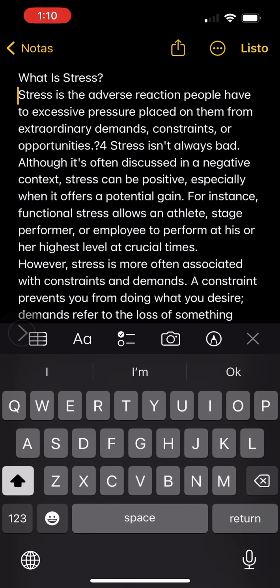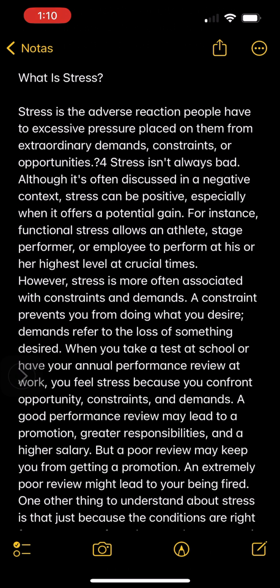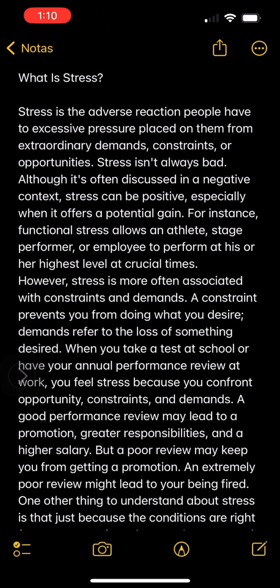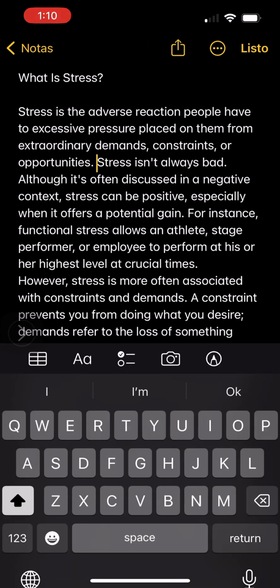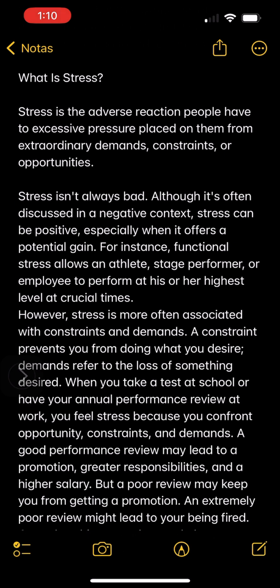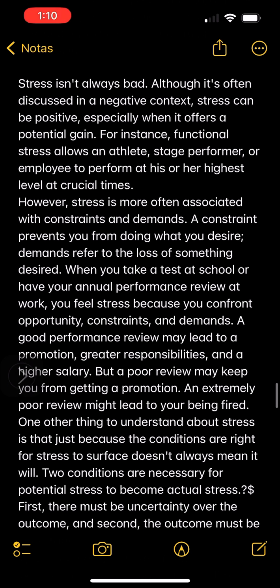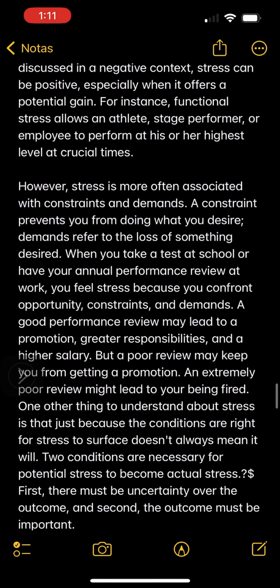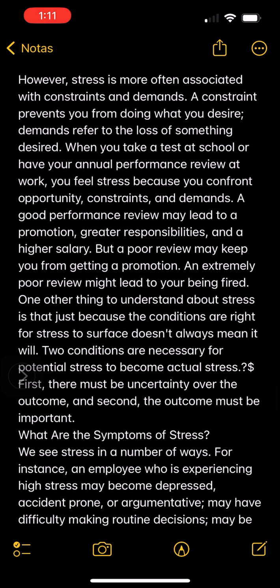What is stress? Stress is the adverse reaction people have to excessive pressure placed on them from extraordinary demands, constraints, or opportunities. For stress isn't always bad. Although it's often discussed in a negative context, stress can be positive, especially when it offers a potential gain. For instance, functional stress allows an athlete, stage performer, or employee to perform at his or her highest level at crucial times. However, stress is more often associated with constraints and demands. A constraint prevents you from doing what you desire. Demands refer to the loss of something desired.